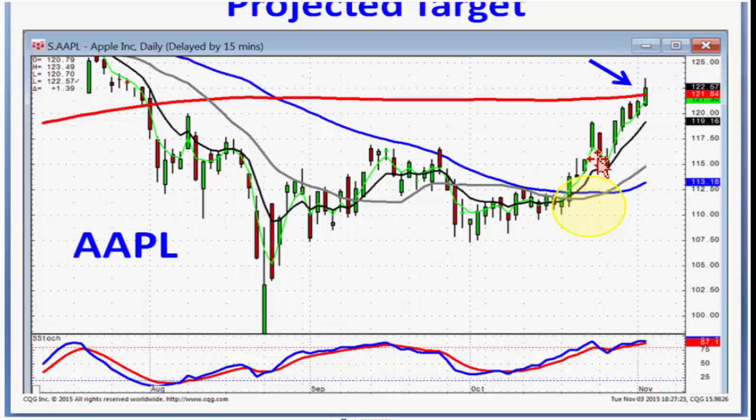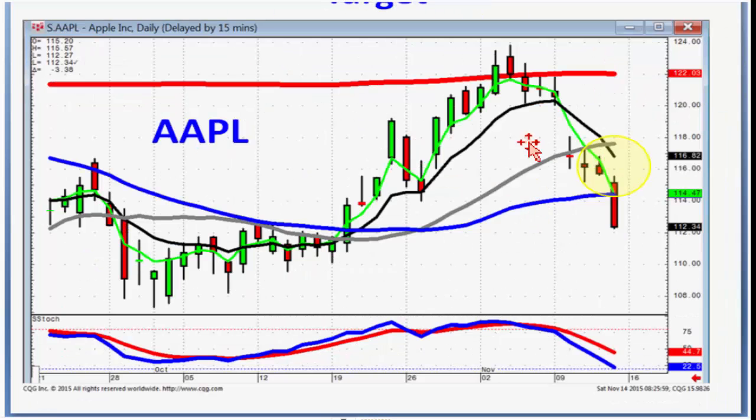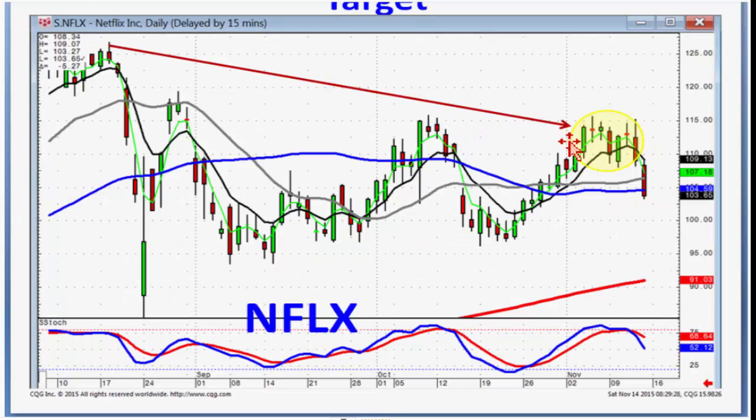Apple, very easy trade, broke through here. First target was the 200-day moving average. When it got up there, what did we see? We saw sell signals. Went short. Where was our next target? Back down to the 50. It didn't hold the 50. I don't know whether we stayed short after that.